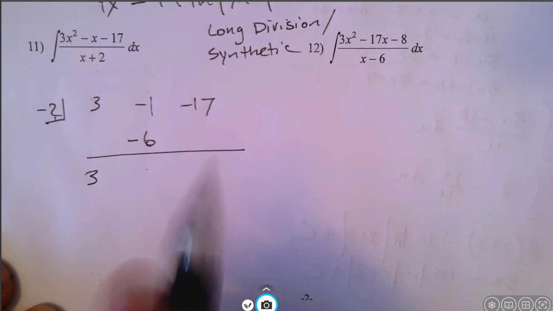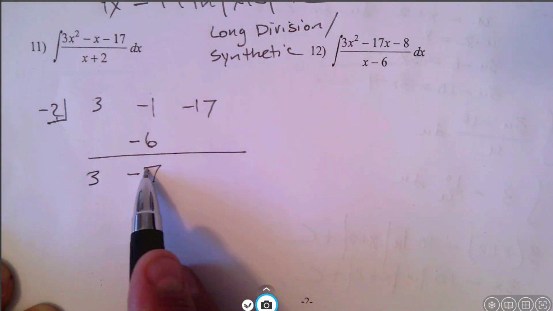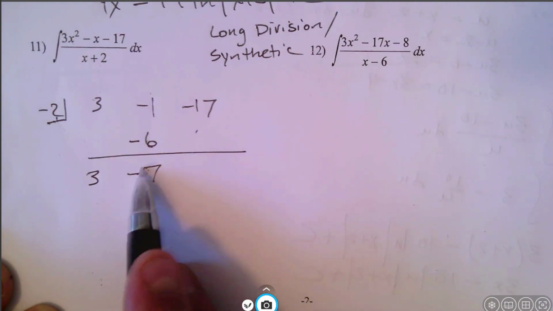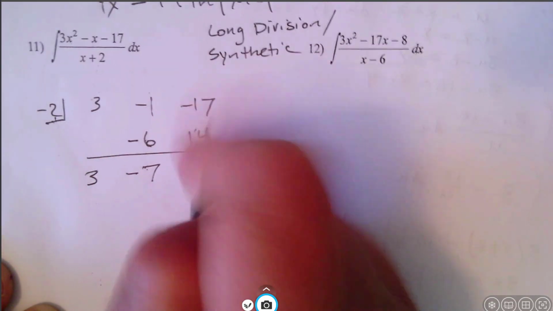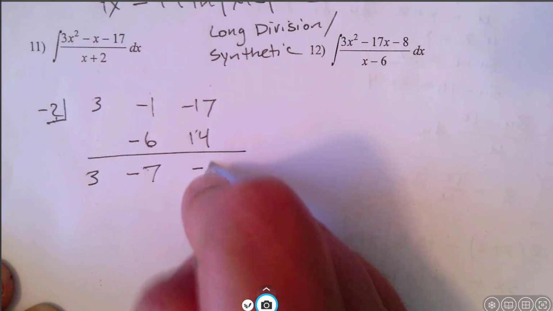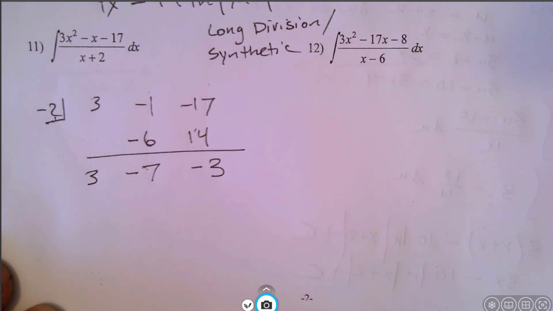Add going down. So we get negative 7. Multiply. The number in the box times this is going to go up here. Negative 2 times negative 7 is going to be 14. Add going down. That's going to be negative 3. And we just divided. These are the new coefficients of our answer.